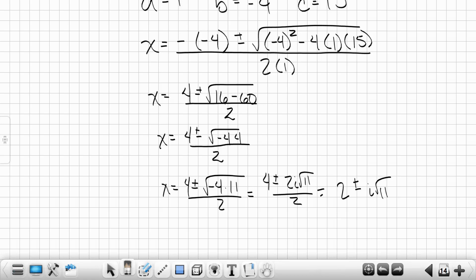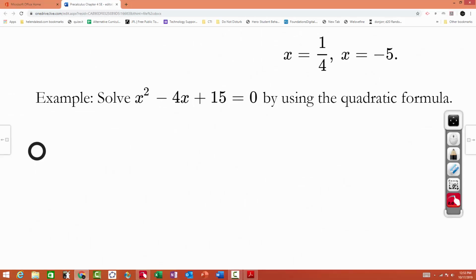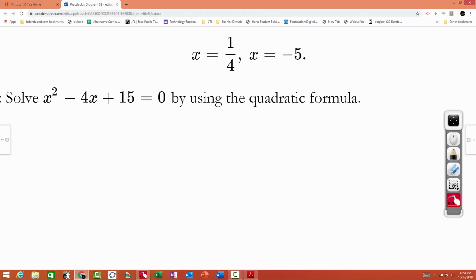We good? All right, so why don't you guys try the next one on your own? X squared minus 28x plus 196 by using the quadratic formula. Try to follow those steps.